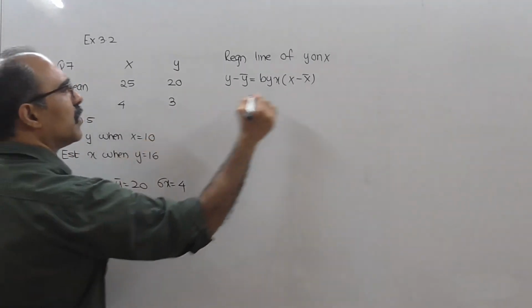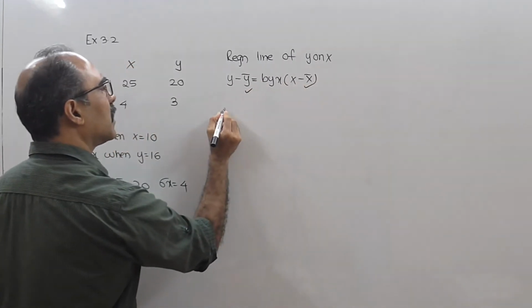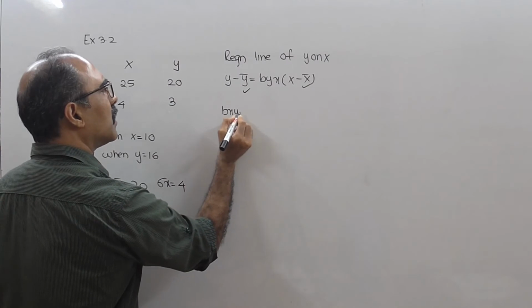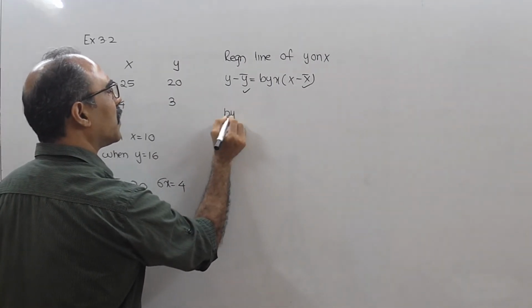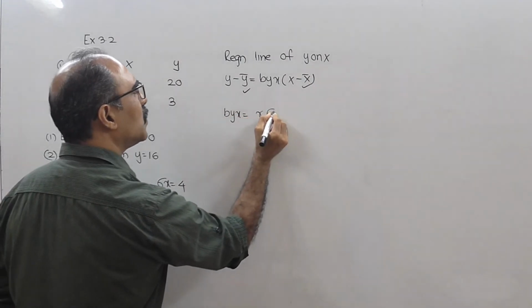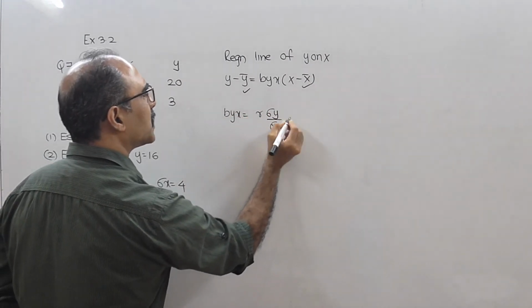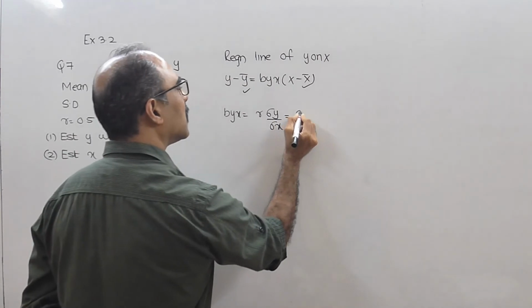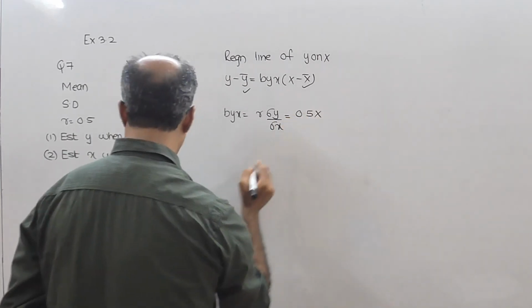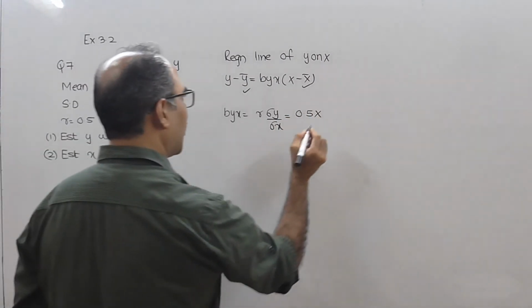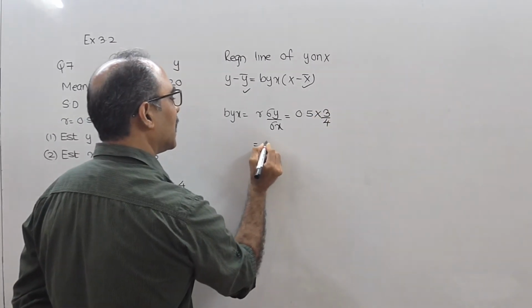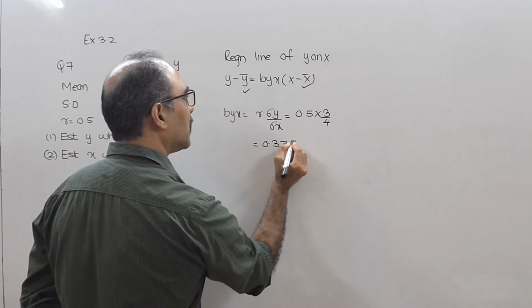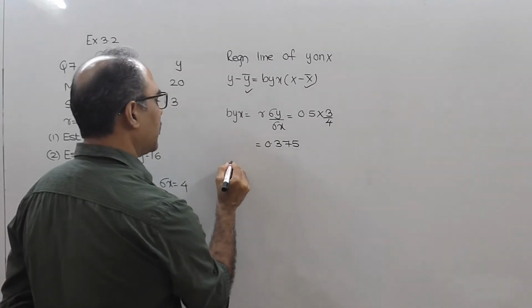We already know x bar and y bar, so we have to find the value of byx, which is r into standard deviation of y upon standard deviation of x. r is 0.5, standard deviation of y is 3, standard deviation of x is 4. I think the answer is 0.375. So let's find the equation.